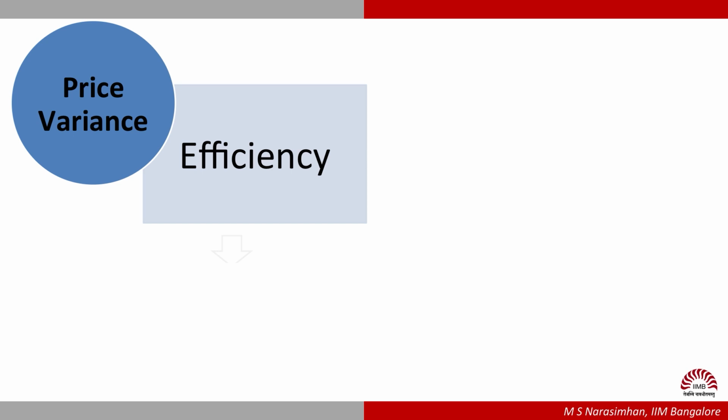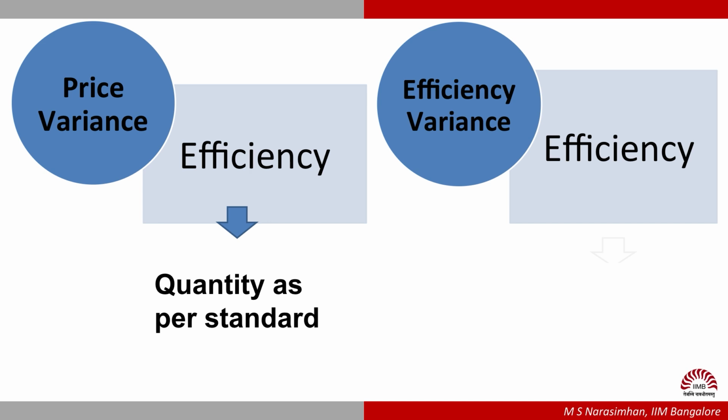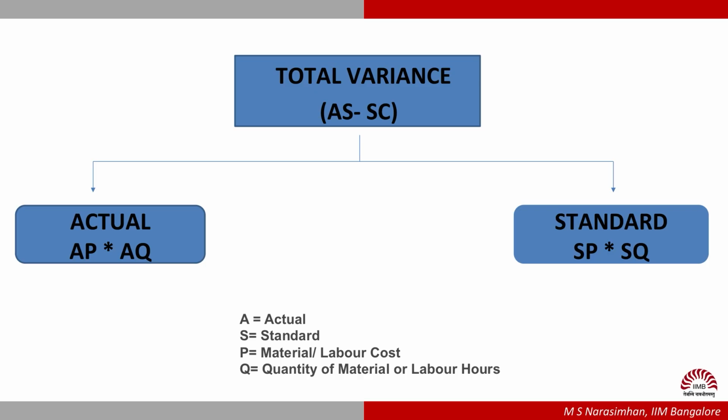Before we discuss variance of different cost component, let us develop a general framework. In computing price variance, we assume the department is efficient in using the quantity as per the standards. In computing efficiency variance, we assume the firm or department is efficient on rate. This way, we can focus our analysis on the variance we are interested in. Our general framework for variance is shown on the screen.